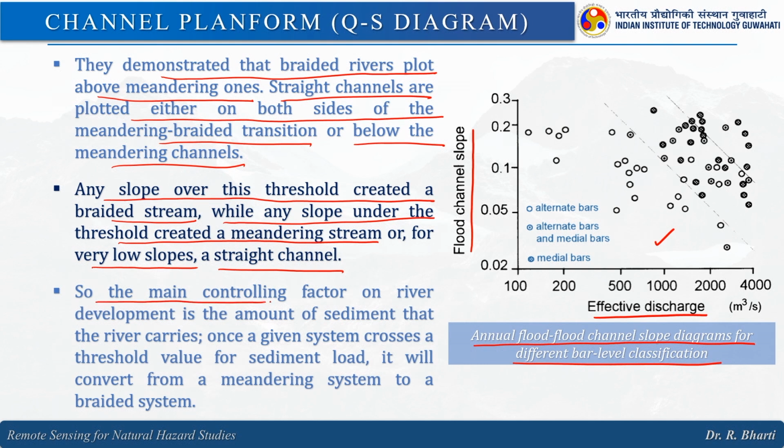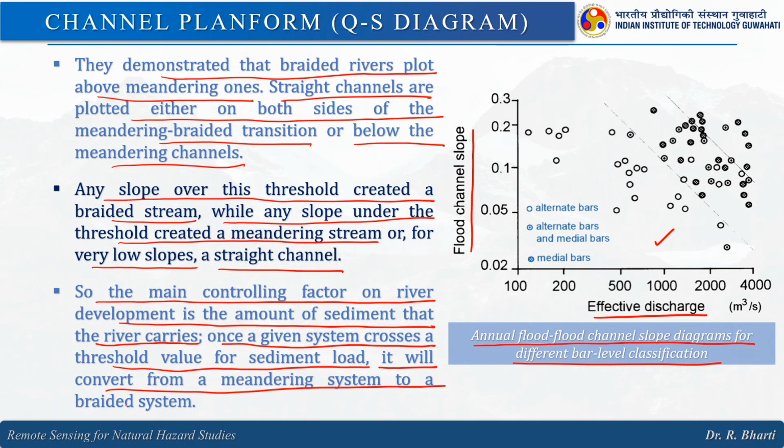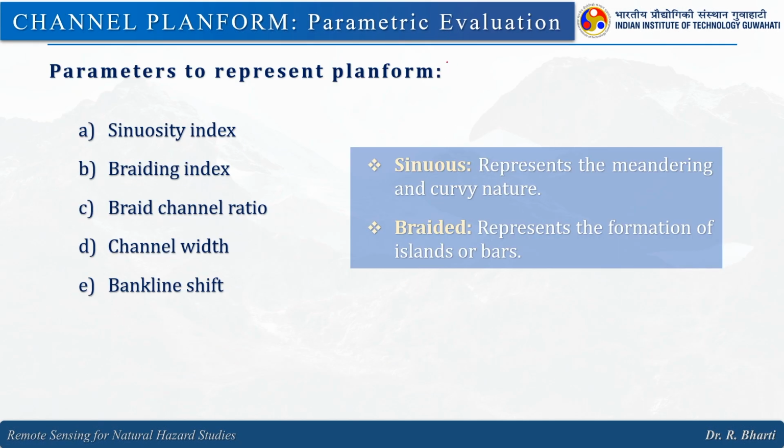So, the main controlling factor on river development is the amount of sediment that the river carries. Once a given system crosses a threshold value for sediment load, it will convert from a meandering system to a braided system, right.